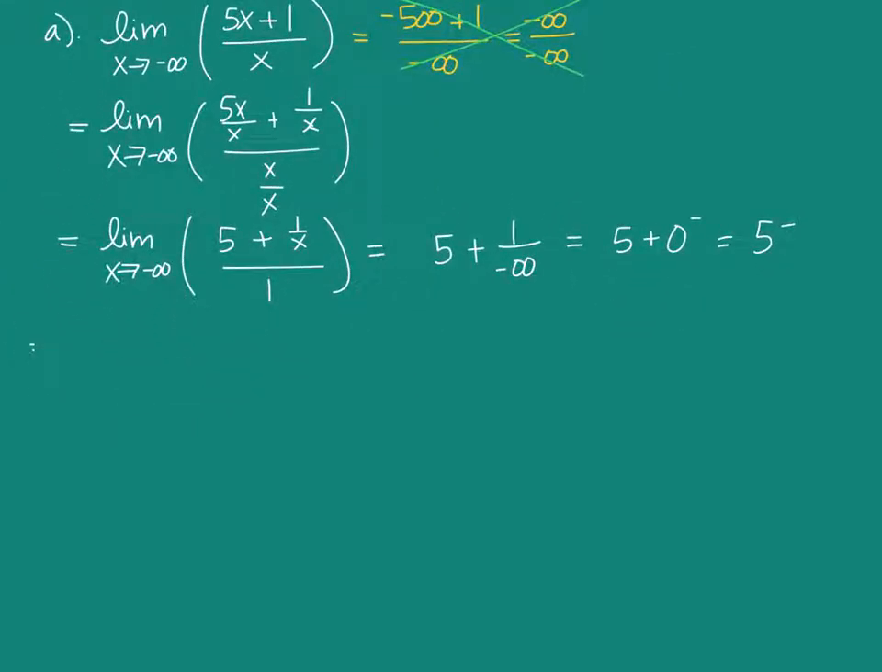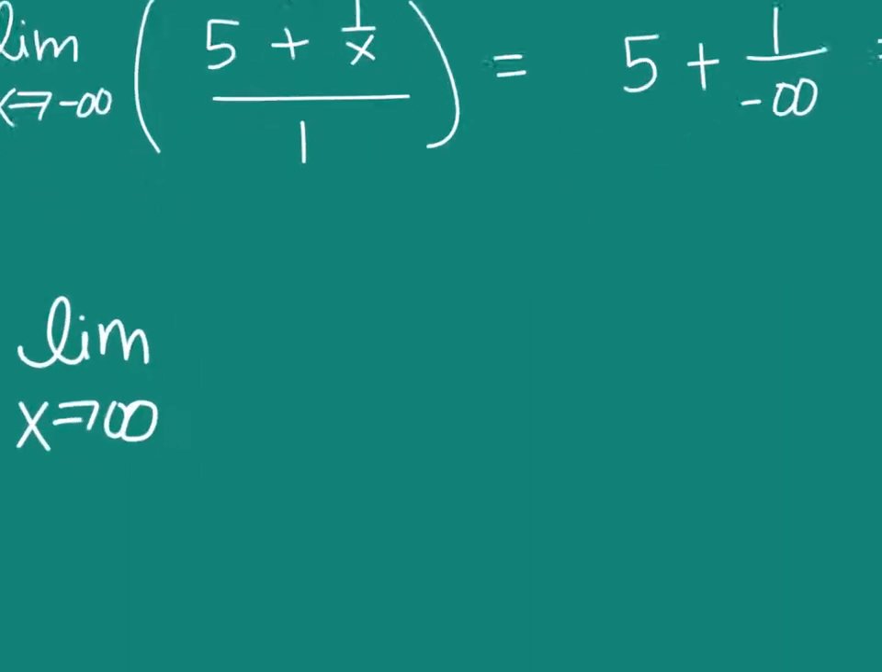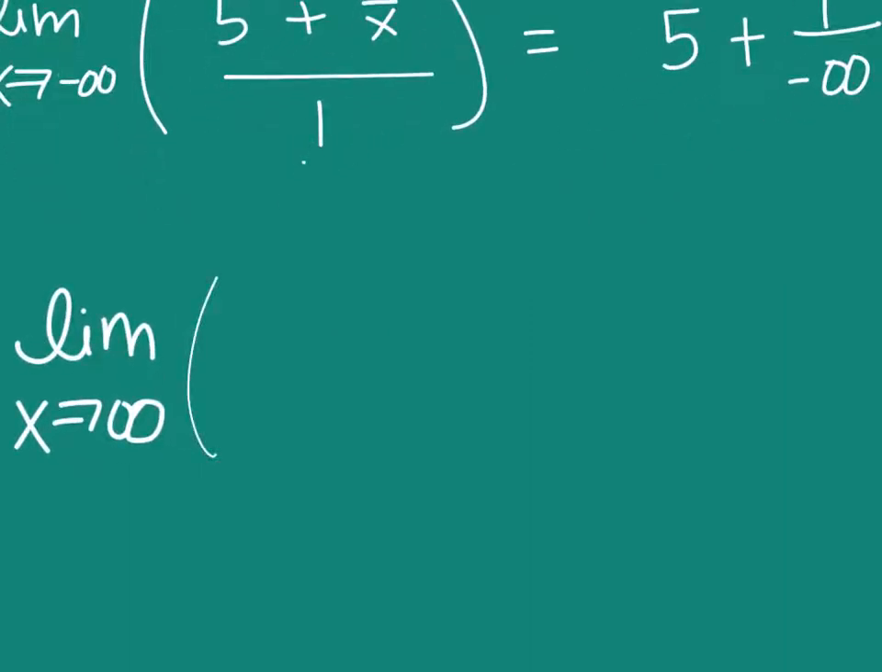Let's try another one of those. The limit as x approaches, let's do positive infinity this time, of the fraction with numerator 2x squared minus x plus 3 and denominator 3x squared plus 5.